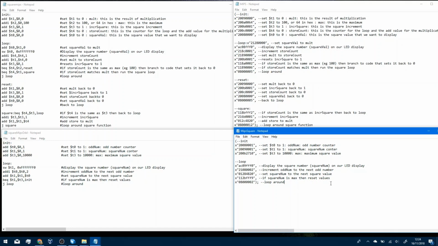Both versions are written to reset when it reaches 100 squared, so there's no chance that the numbers will go off the edge of the 7-segment displays that we have on our FPGAs. The second version is 8 lines long, and its initialize reset function sets $T0 to 1, $T0 is an odd number counter, $T1 to 1, $T1 is a square number value, and $T2 to 10,000, $T2 is the maximum value for its square values. Its loop function displays the square numbers on the 7-segment displays, and it sets the square number value to the odd number value, increments the next odd number value by 2, checks if the square number value is less than the maximum value, and if it is, it sends back to the initialize/reset function, and otherwise it loops around again.